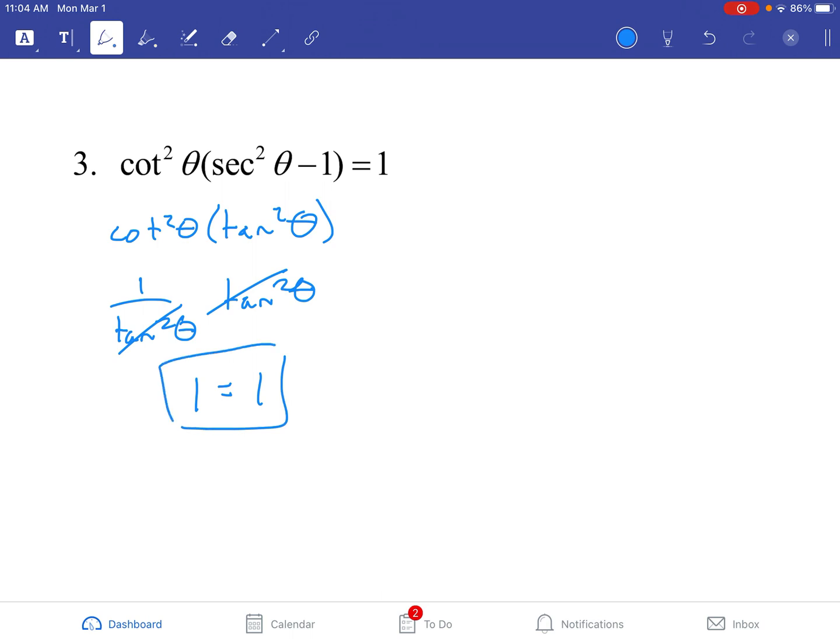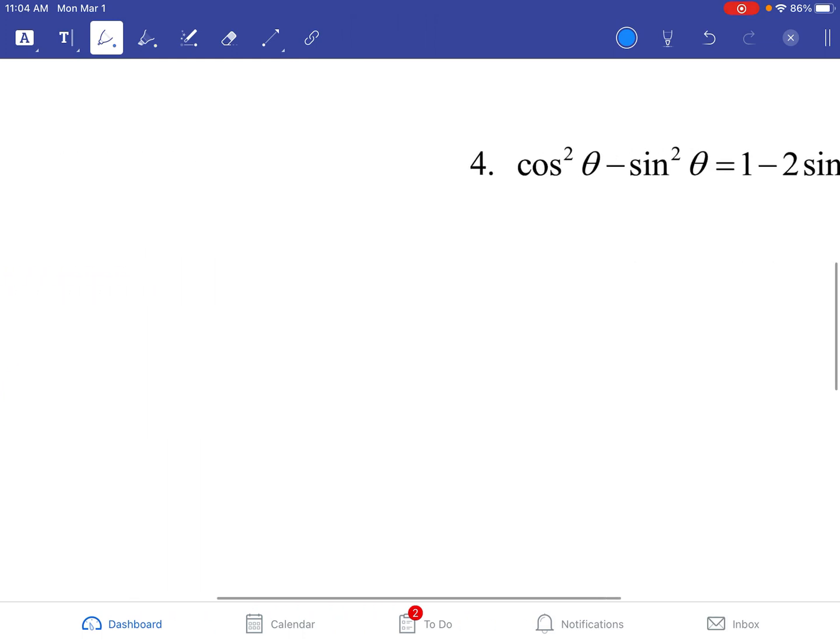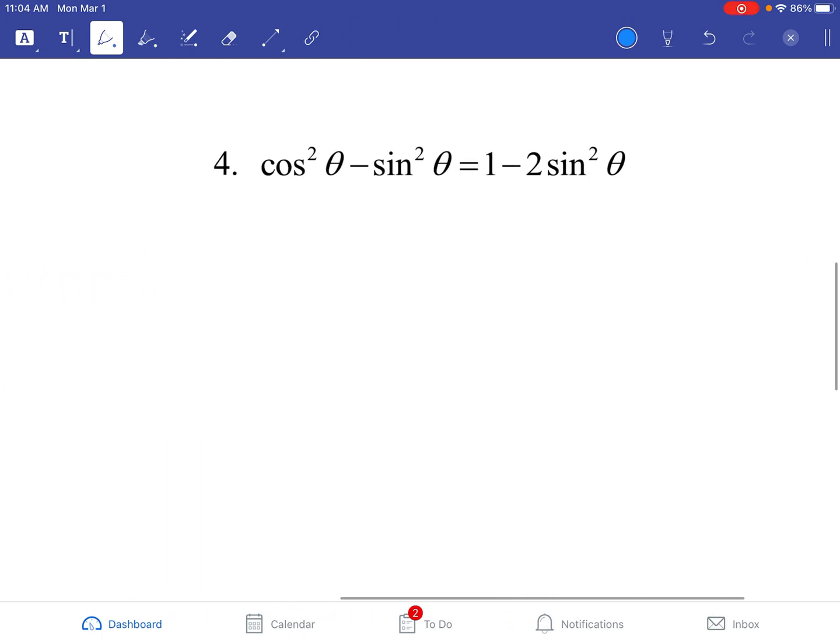Okay, again, the work that you do to get to that point is the important piece, not the answer itself. Number 4. We have cosine squared minus sine squared, and that's got to equal 1 minus 2 sine squared. Okay, well, this is a little confusing. But sometimes the answer helps you figure out what to do. Our answer is in terms of sine squared. We have sine squared and cosine squared. So which one of these does not look like the other? The cosine.